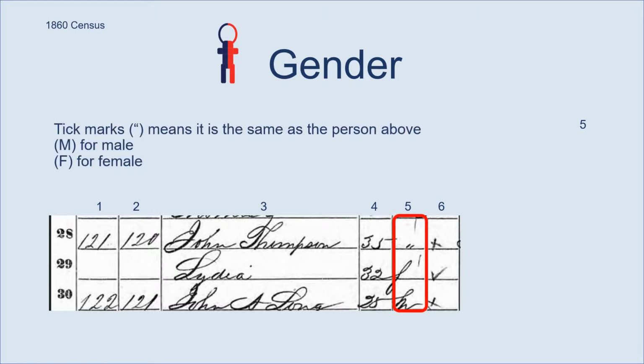Gender. John Thompson has tick marks, which means it is the same as the person above. He is M for male. Lydia is listed as F for female. John Love is listed as M as male.